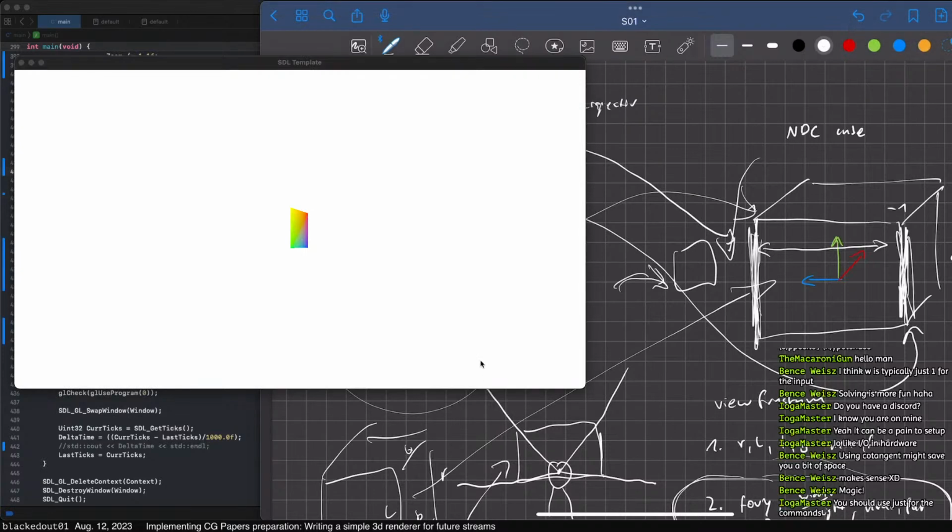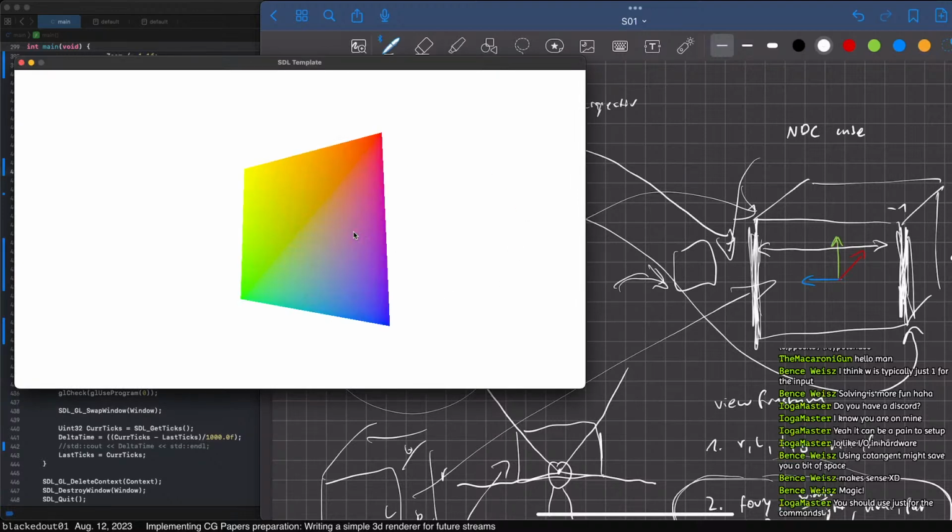You should just use... Yeah, it's really magic. What commands do you mean? I'm not sure. Magic.